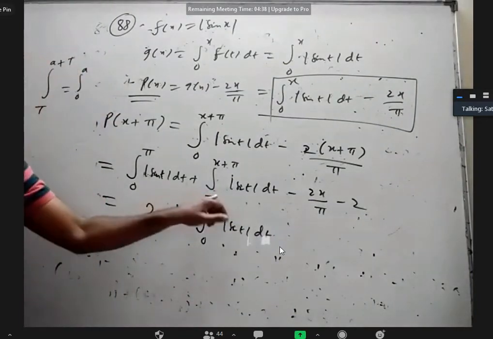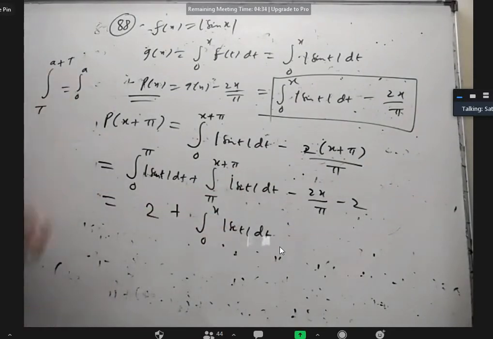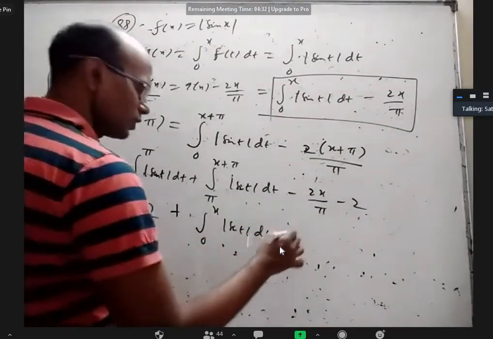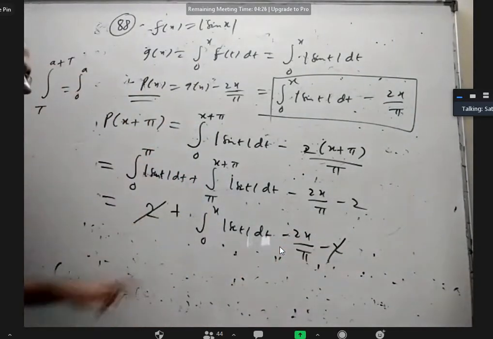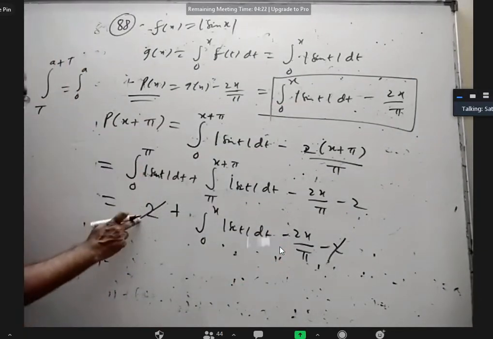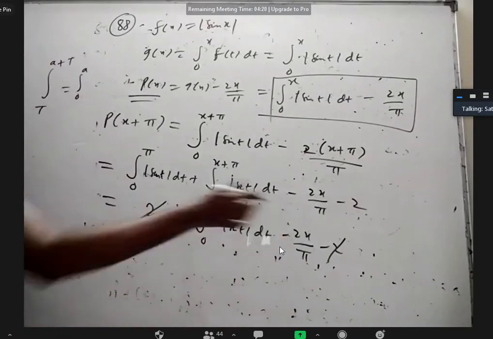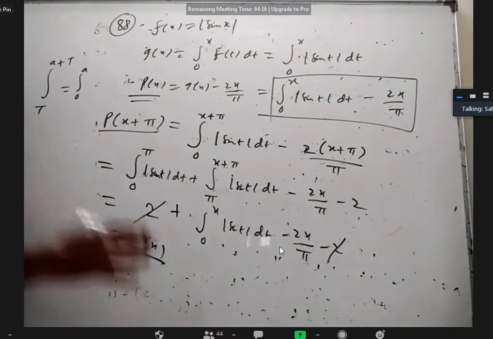That means I can subtract a period here, t, I can subtract here and here. Now this is minus 2x by pi minus 2. So 2 got cancelled. You can see we got exactly p of x back. We got an extra 2 here, an extra 2 here, they got cancelled. Other things are the same, which is p of x. So p of x plus pi is equal to p of x for all values of x.